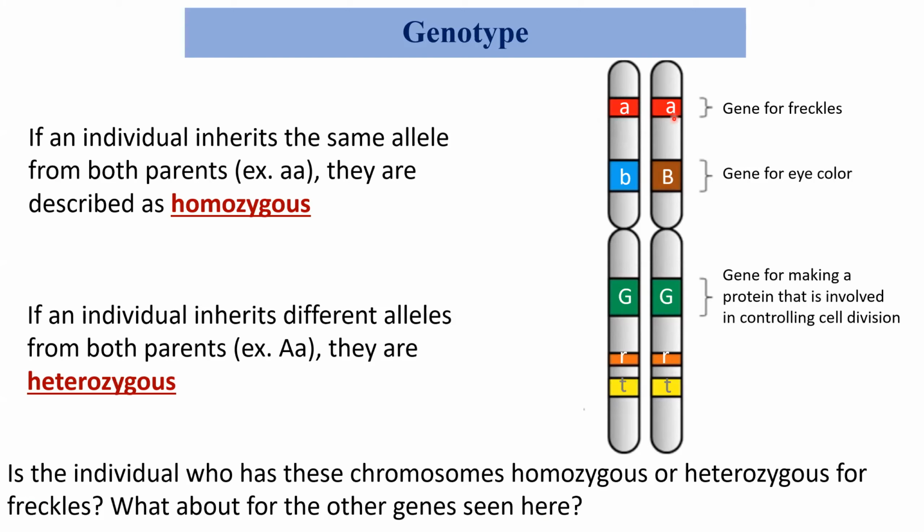gene or allele. An example of a heterozygous is when an individual inherits different alleles from both parents. So here, an example of a heterozygous chromosome would be the gene for eye color, which is uppercase B or brown eyes from dad, and lowercase b or blue eyes from mom. So you can either have homozygous alleles or heterozygous alleles.